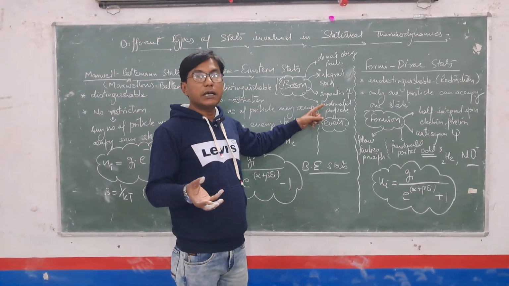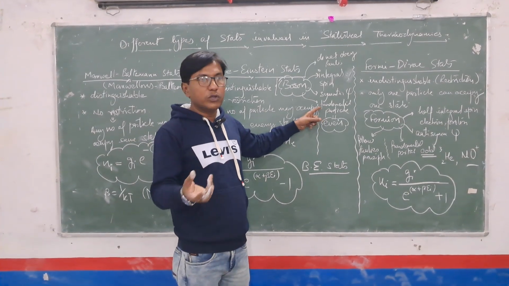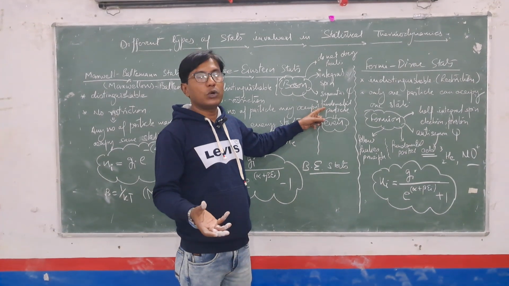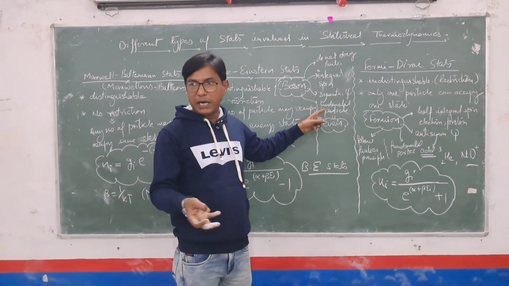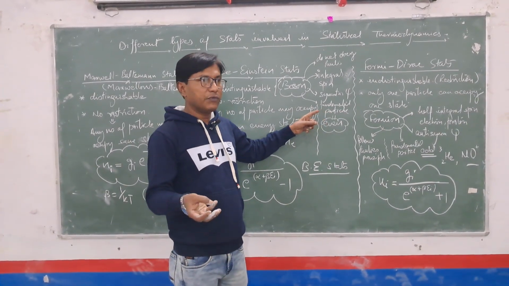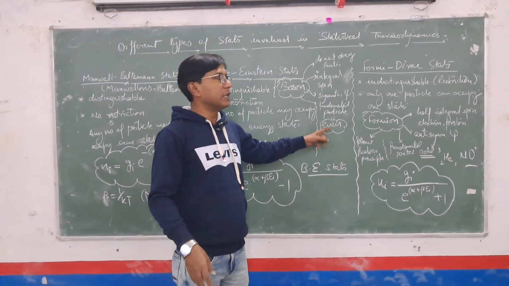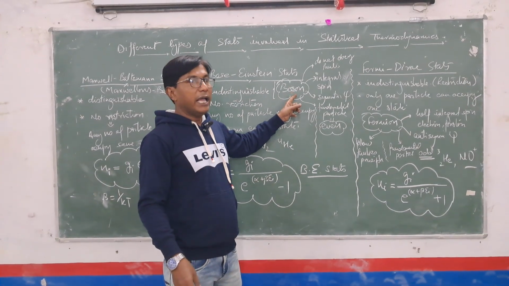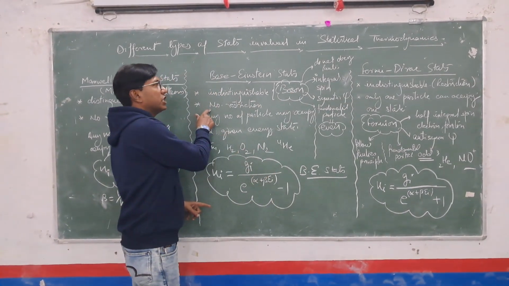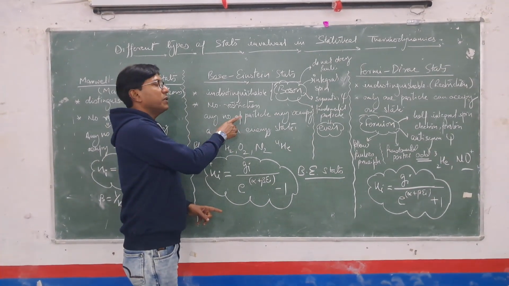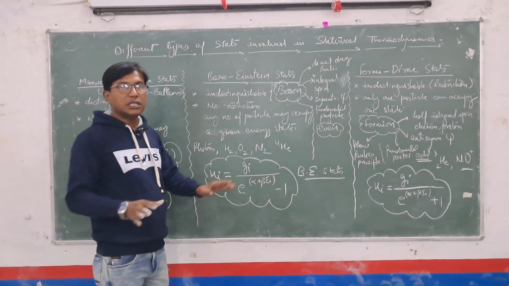If some new species is given, then you can identify whether it is a boson or fermion by calculating the total number of fundamental particles, electron, proton and neutron. If the total number of fundamental particles comes out to be even, that means it is a boson. And there is no restriction. No restriction indicates that any number of particles may occupy a given energy state.